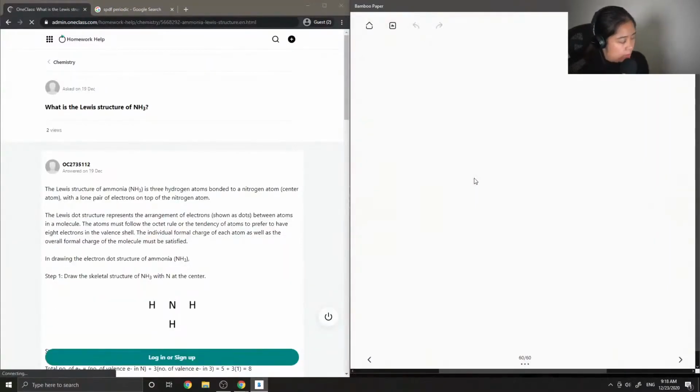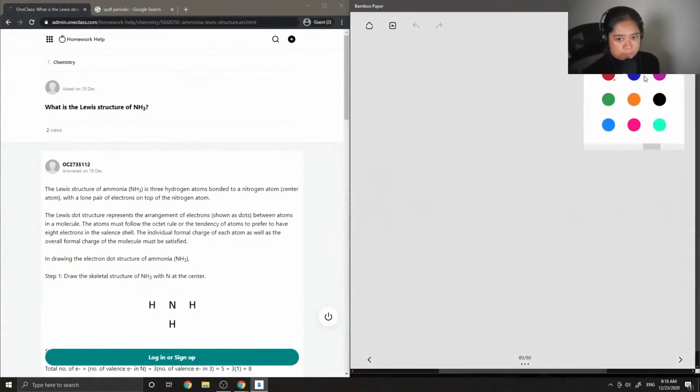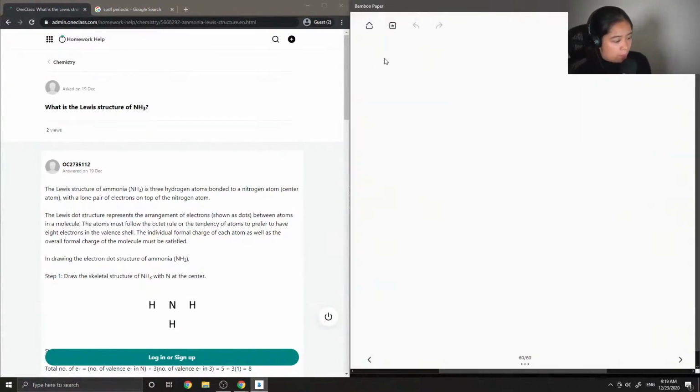Okay, so on to question number 11. What is the Lewis structure of NH3? Okay, so when I find the Lewis structures of a certain compound, I first like to find out the total number of valence electrons.